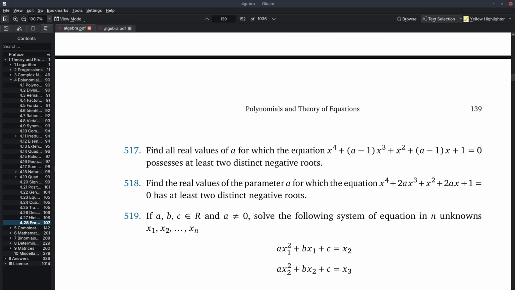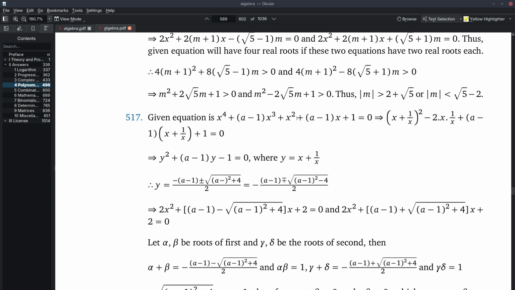Question 570 says: find all real values of a for which the equation x^4 + (a-1)x^3 + x^2 + (a-1)x + 1 = 0 possesses at least two distinct negative roots. We need two distinct negative roots and we want real values of a. So given the equation is this. We divide the entire thing by x^2 and write it as (x + 1/x)^2 - 2 + (a-1)(x + 1/x) + 1 = 0.